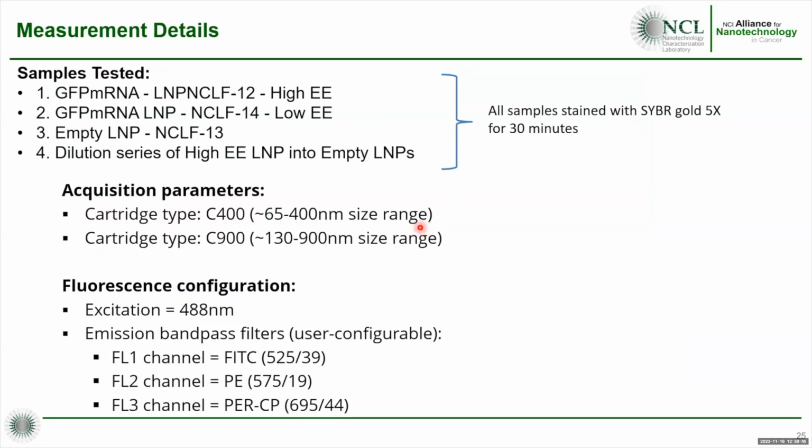In addition to running these 3 samples, they also did a dilution series where they titrated the high EE LNPs into the empty LNPs. These samples were all stained with SYBR Gold for 30 minutes to stain the RNA and help visualize the fluorescence. We looked at 2 different cartridge types, a C400 and a C900. Each of these contains a different size range. I will show you the results for the C900, but we get similar results for the C400 as well. In terms of fluorescence, we're exciting at 488, and we're following 3 channels with the wavelengths designated here.